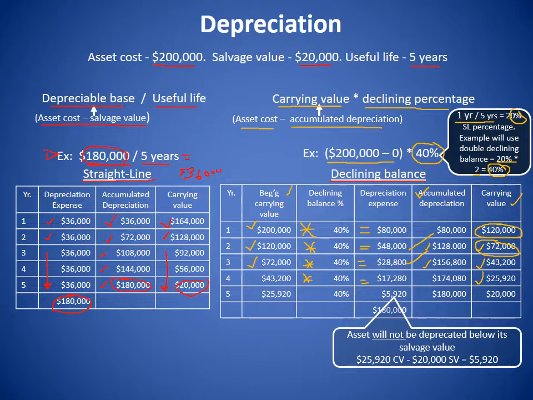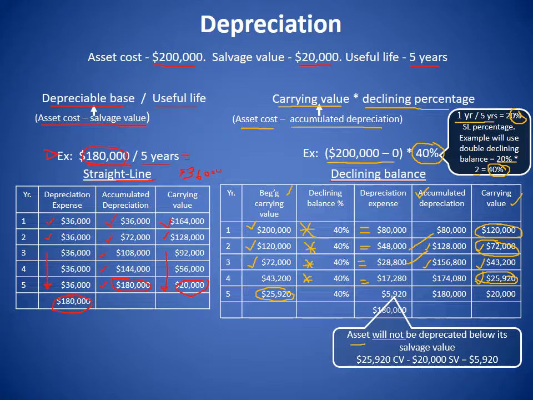We're still going to calculate depreciation, but we're going to calculate it only on the basis that it will take our carrying value down to this carrying value here, $25,920. It will take us no lower than our salvage value cost. And as I say here, the asset in year 5 will not be depreciated below its salvage value.